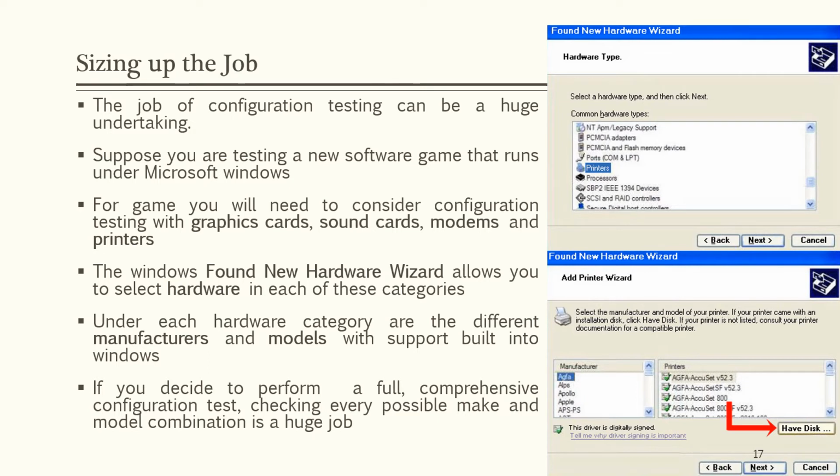In the picture at the top, you can select the hardware, that is printer, and in the picture at the bottom, you can select the manufacturer and then the model of the printer for that manufacturer. If you decide to perform a full comprehensive configuration test, checking every possible make and model is a huge job.